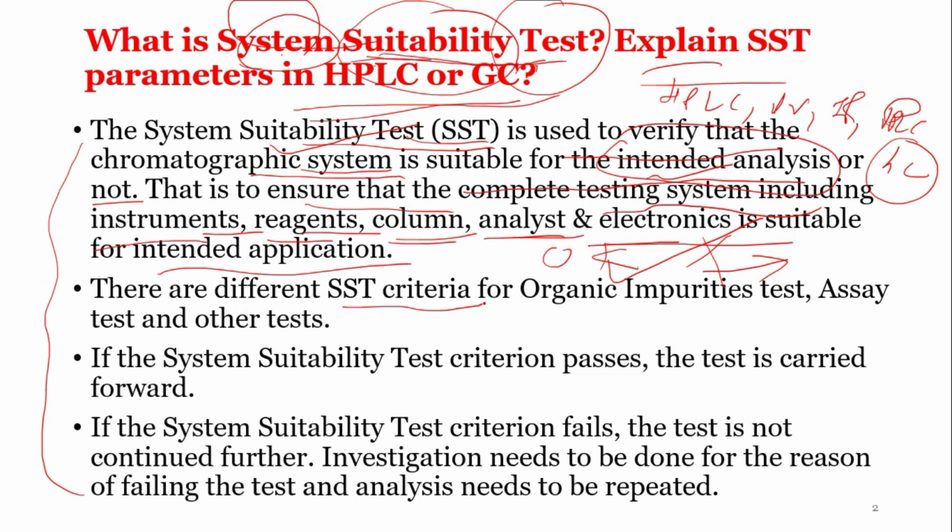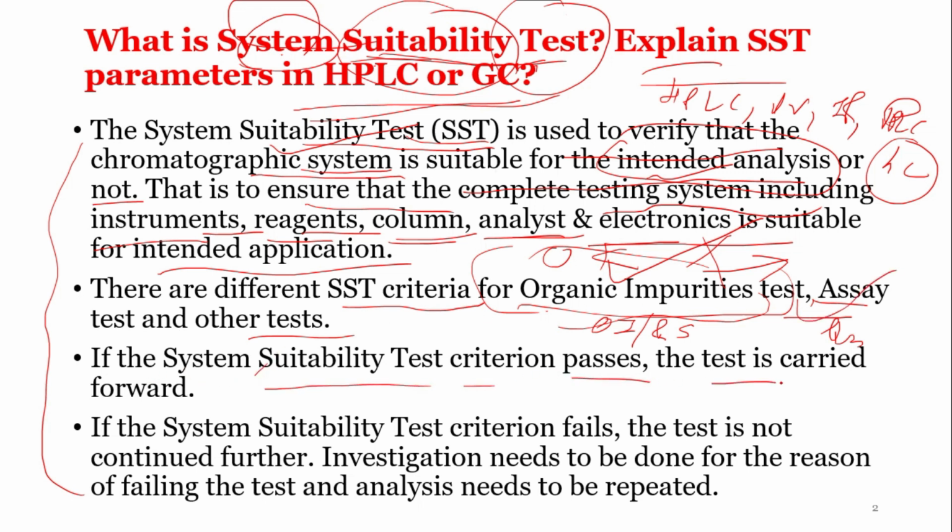There are different system suitability test criteria for organic impurity test and assay test and other tests. Organic impurities means OI or RS, and assay means purity testing, and other tests. If you don't know about this, comment in the comment section. I will make a detailed video on this.